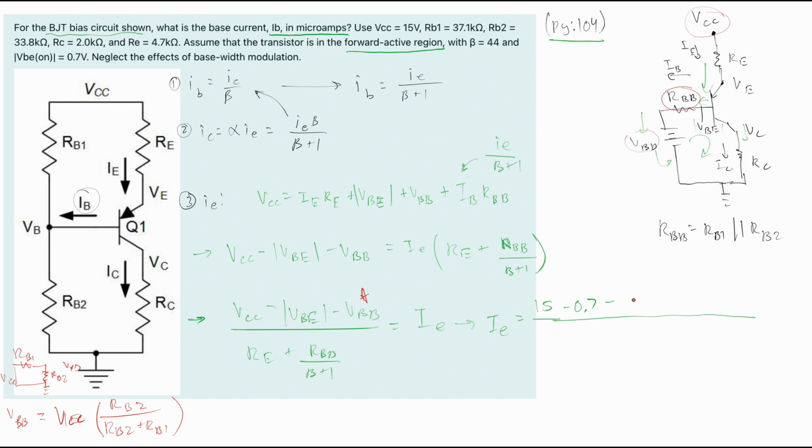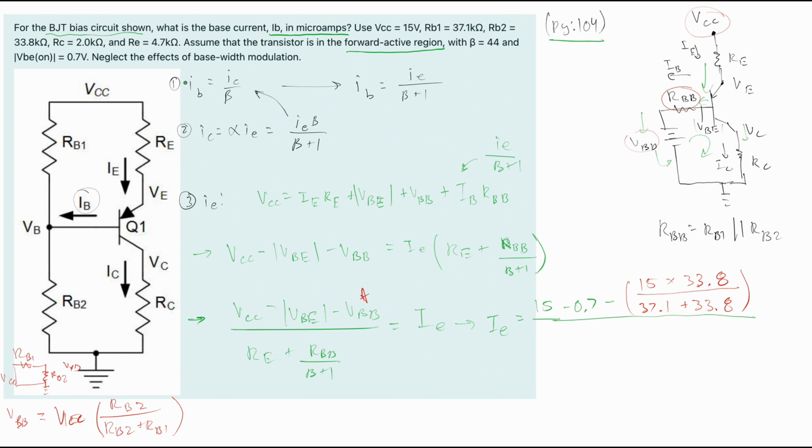So now we can plug the values in right here. So we have minus inside of here. We can combine the VCC, so we're going to have 15 times our RB2, which is 33.8. Make sure you include the units, or you can cross them out because we have a 33.8 on the top. And then on the bottom, we are going to have our 37.1 plus the 33.8. So they would cross out. Now we go to the bottom.